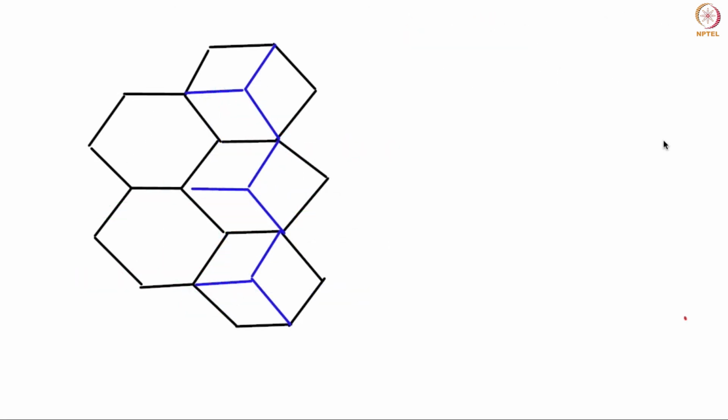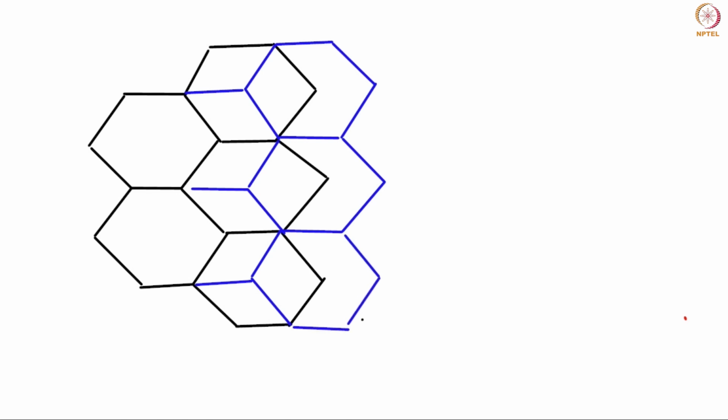So another related quick exercise. You see that I have drawn one sheet of hexagons in black color, and now I'm trying to draw another one on top of it in blue color. Okay, so this is how your 3D graphite looks. This is how your hexagonal graphite crystal looks.